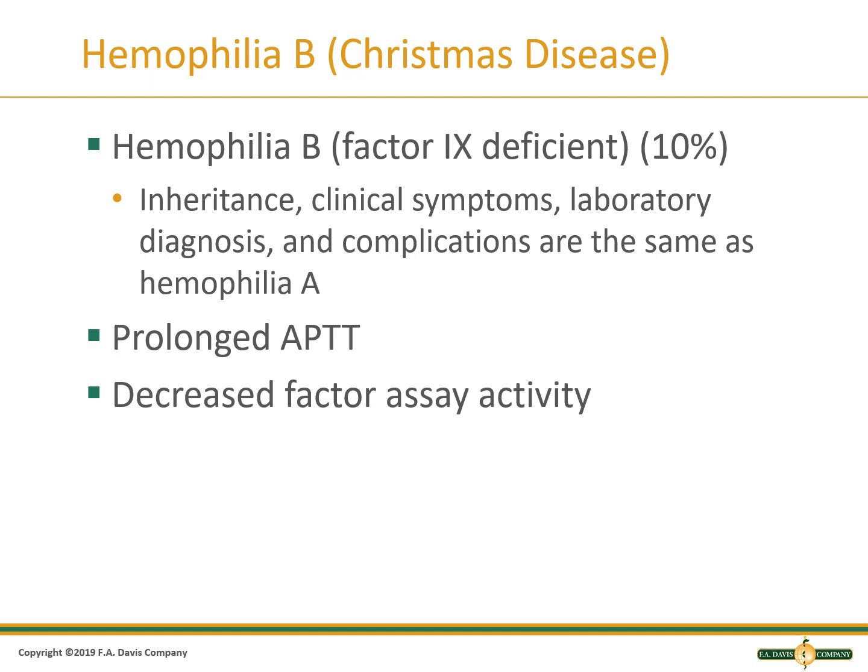The next type of hemophilia we're going to discuss is hemophilia B, also known as Christmas disease. Hemophilia B accounts for 10% of all patients who have hemophilia. Hemophilia B is caused by factor IX deficiency. The inheritance, clinical symptoms, laboratory diagnosis, and complications are all the same as hemophilia A. We have a prolonged APTT, and there is decreased factor IX activity.